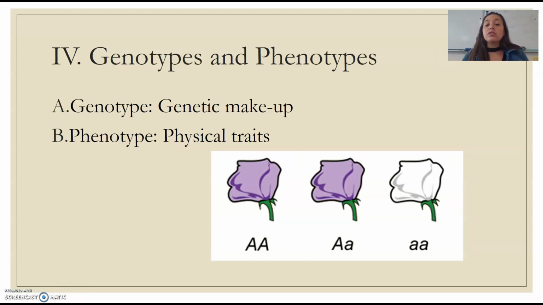Okay, so genotypes versus phenotypes. Genotypes, genes; phenotypes, physical. Genotypes are your genetic makeup, and your phenotypes are your physical traits. So in this case, your genotype would be the gene that you were passed on, that would be in your genes, in your DNA. And the phenotype, your physical traits, would be like purple versus white flowers.